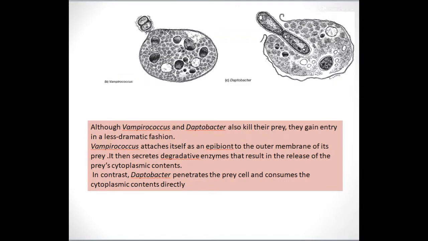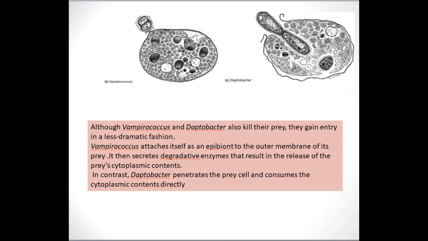Another one, as we mentioned here, is Vampirococcus, and also Daptobacter. They also kill their prey, and they gain entry in a less dramatic fashion. What Vampirococcus does is attach as an epibiont. A biont means an organism having some biological relationship with another organism, but it is considered epi because it is on the surface. On the surface of the outer membrane it gets attached, and after that it will secrete various degradative enzymes that will result in the release of the prey's cytoplasmic content.